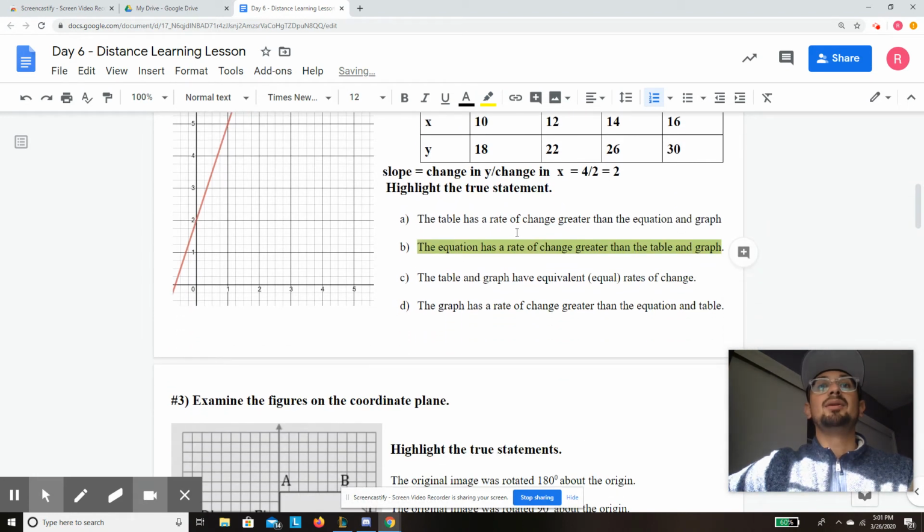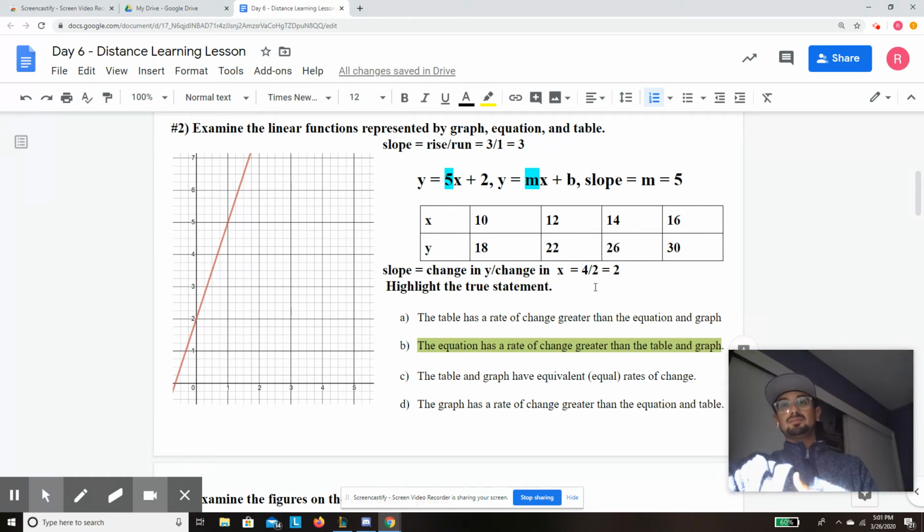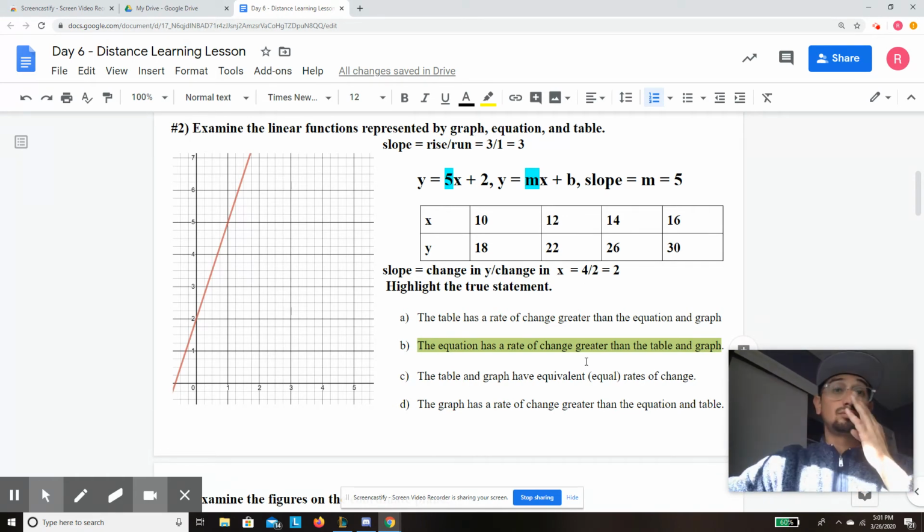So now the table and the graph have equal rates. That's not true. The graph has a rate of change greater than the equation and the table. No, that one is in between these two numbers, so no. So the answer is B for that one.